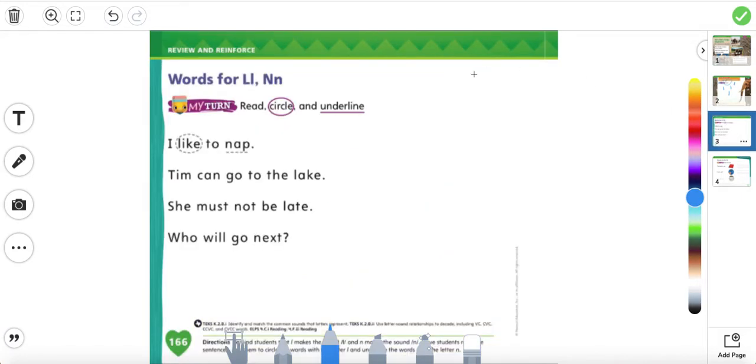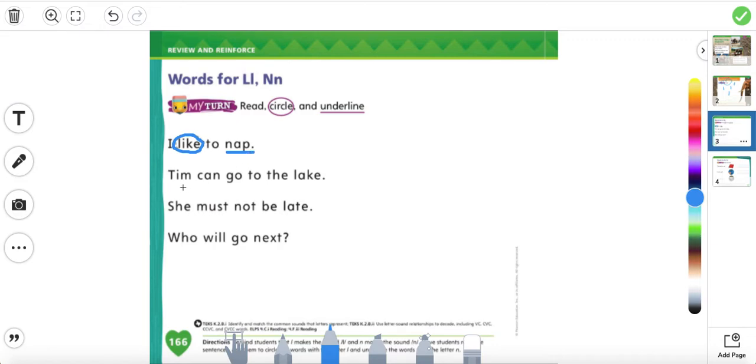Okay. Words for L and N. So we're going to read, circle, and underline. I like to nap. We're going to circle the words that have the L sound. Which of these words has the L sound? Like. We're going to underline the words that have the N sound. Which of those has the N sound? Nap.